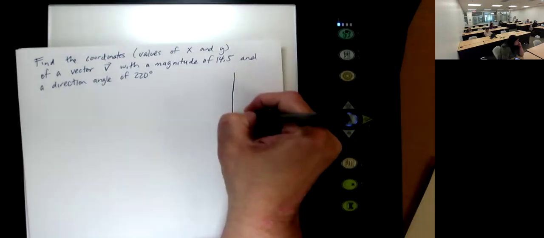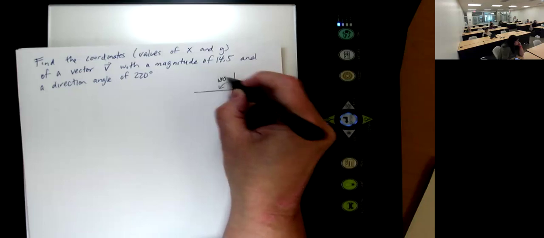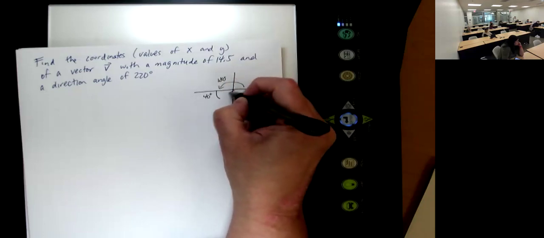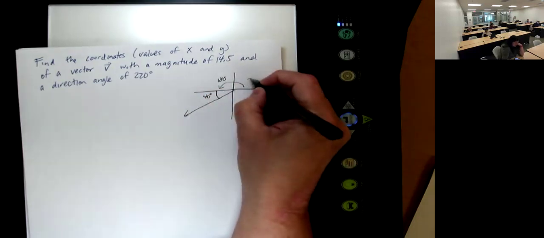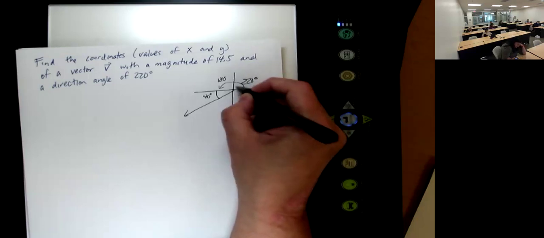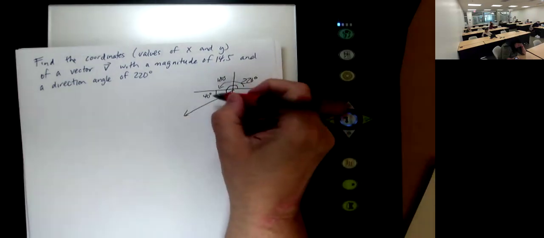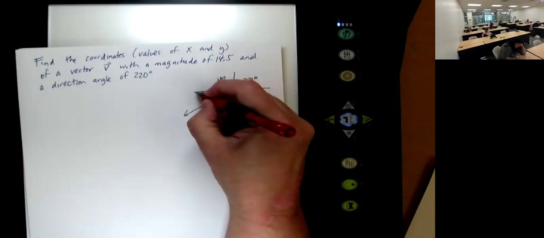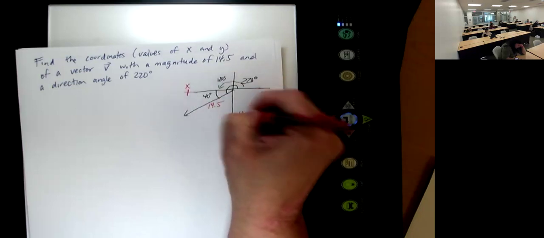So 220 is past 180. That's 180. I need to go another 40 degrees to get to 220. So that'll be the 220 angle right there. And this has a length of 14.5. We are looking for the x value and the y value.